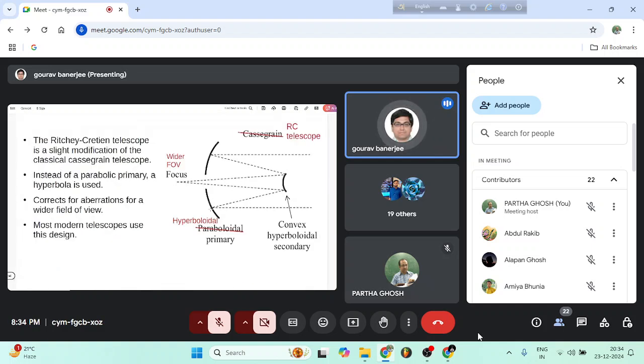Finally, we'll come to the RC telescope. It's called the Ritchey-Chrétien telescope.